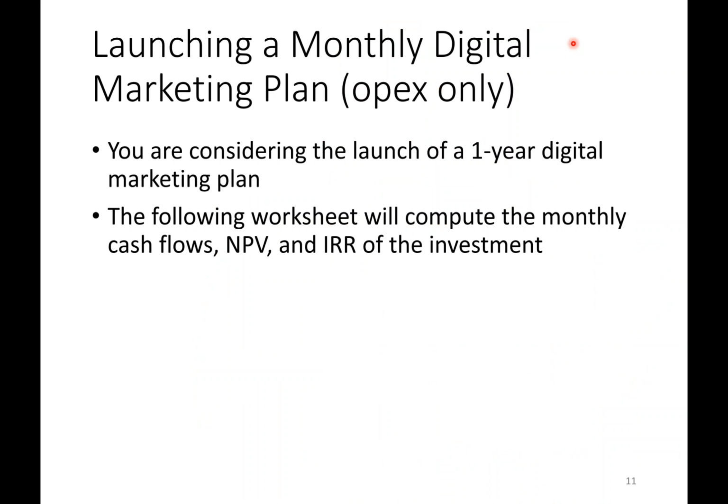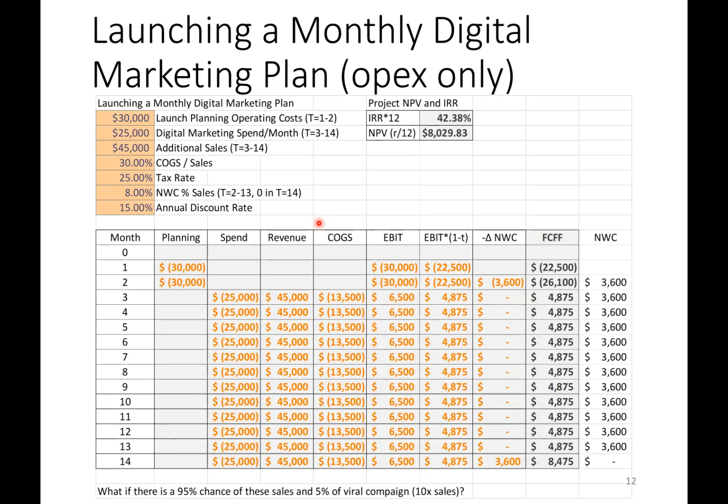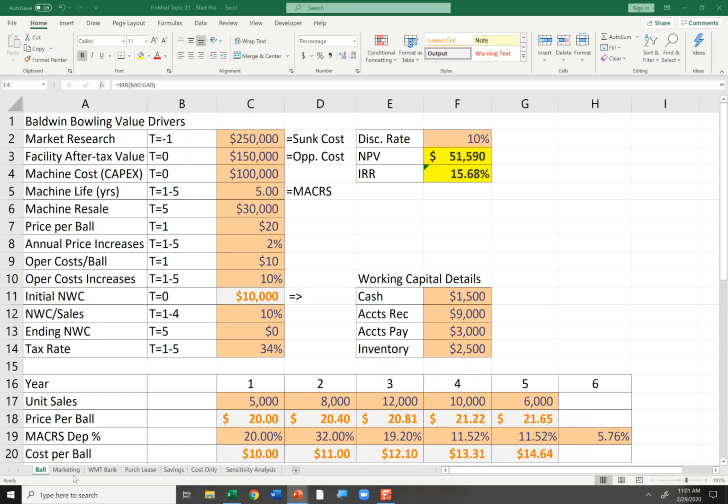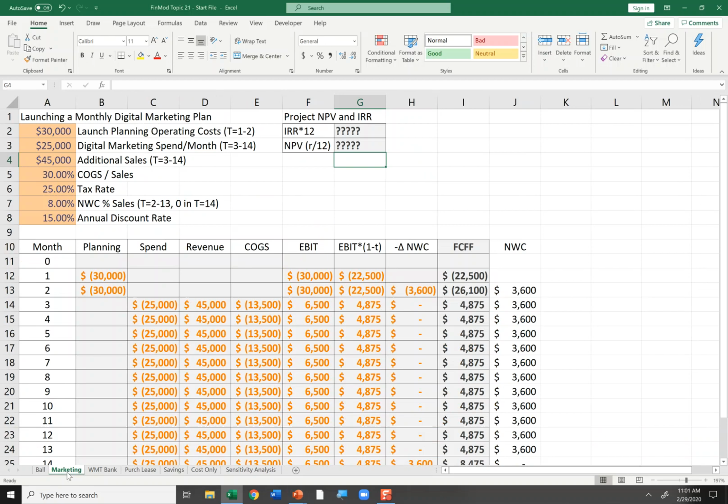So I'm going to do 2 more projects to evaluate. Say a particular company is launching a monthly digital marketing plan that's only Opex. So how can I do an NPV of an Opex project? You're considering the launch of a 1-year digital marketing plan. The following worksheet computes the free cash flows and computes the NPV and IRR of the investment. So let's go to that spreadsheet. Notice I have most of the stuff filled in for you.